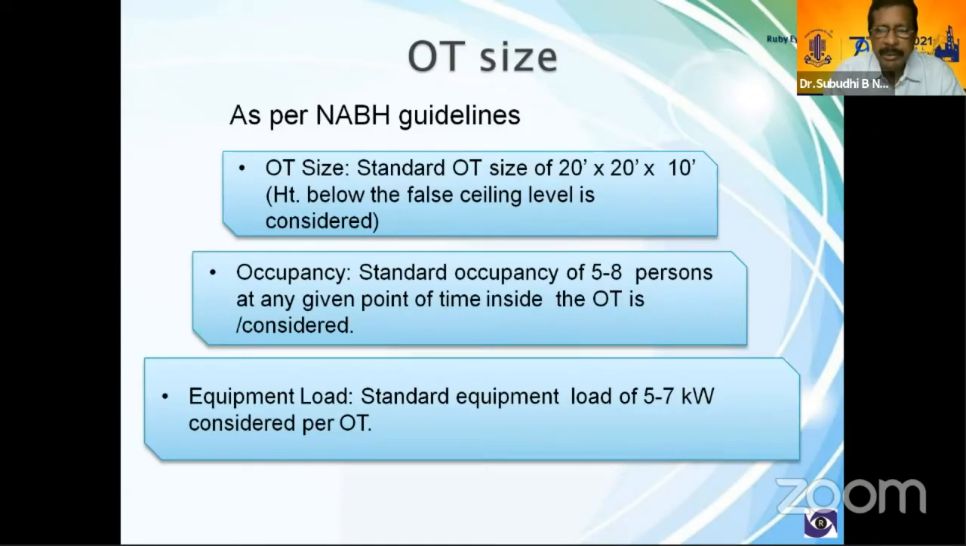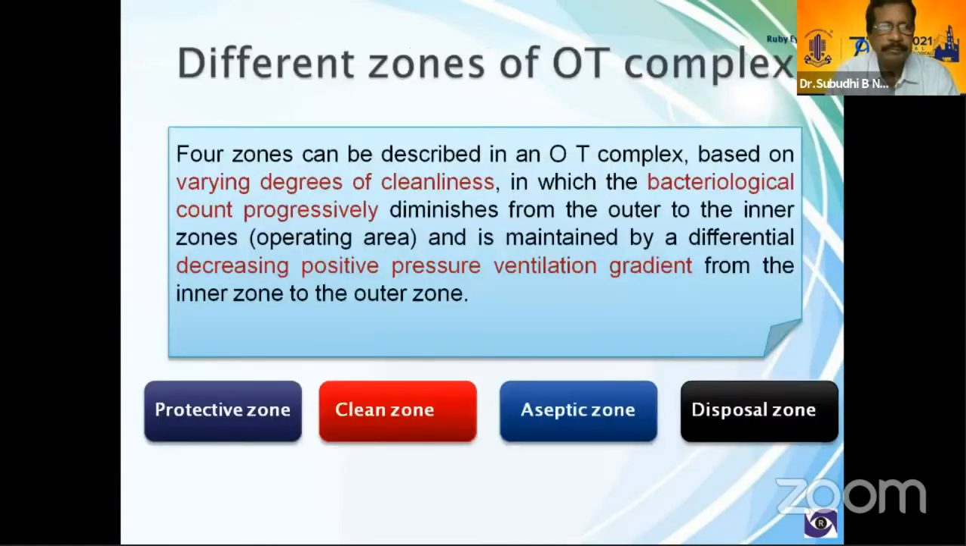Occupancy at any point of time: a maximum of 5 to 8 persons are allowed inside the OT. Equipment load: a standard equipment load of 5 to 7 kilowatts is considered per OT. It should not be overcrowded.